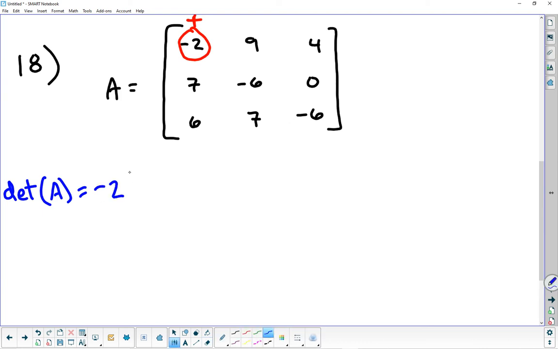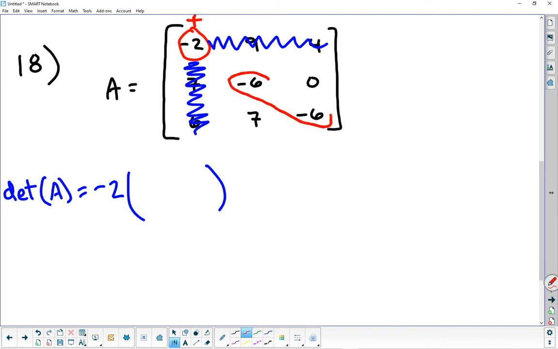Okay, -2. Okay, and again, we're going to take out everything in the row as that number and everything in the column as that entry. And then we're going to do a multiplication of the 2 by 2 matrix, or the determinant of a 2 by 2 matrix. So we're going to go down the diagonal first.